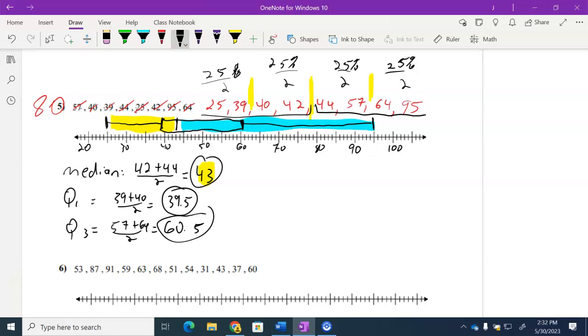So that's how you determine these data. That's the use of the box and whiskers. It determines how spread out the data is once you split it up.